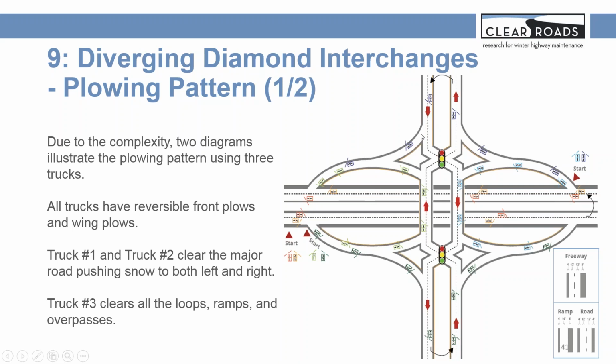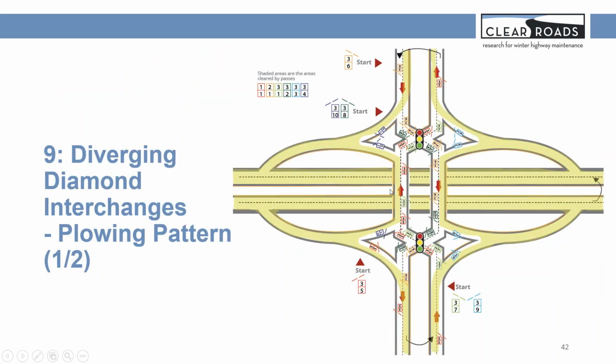And it gets onto the on ramp here, and still stays to the right, pushing to the right, and then it comes to the on ramp. Still stay to the right and push to the right. Use both wings, and it turns around. It finished pass number 4, and then we have another figure to show the remaining passes of truck number 3.